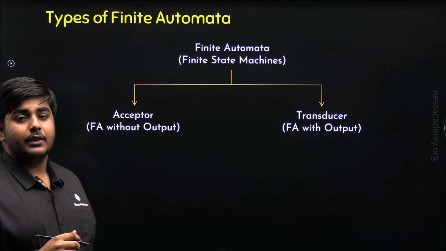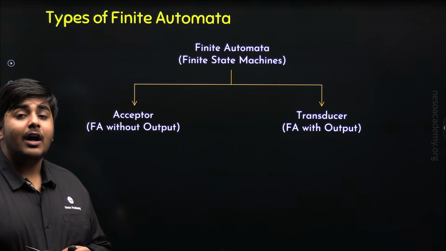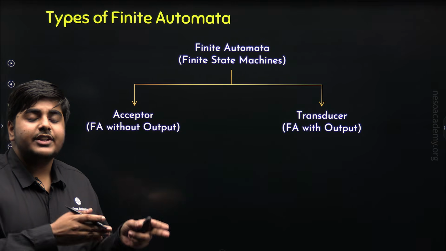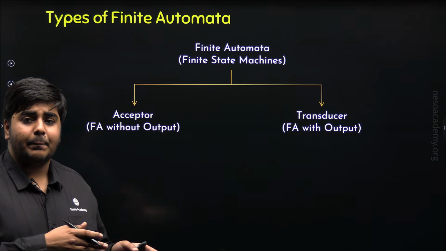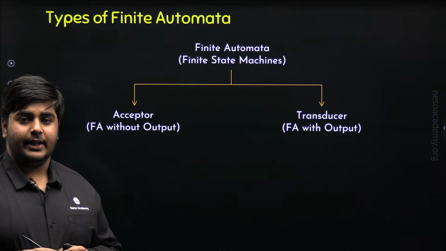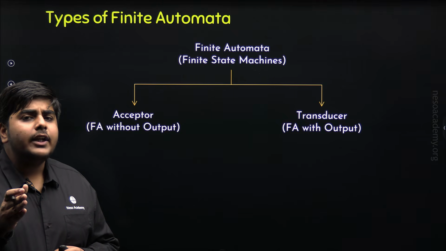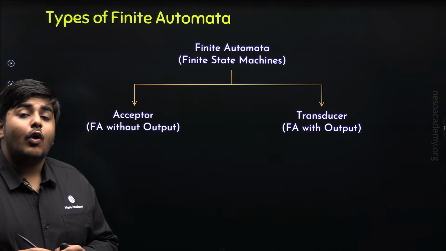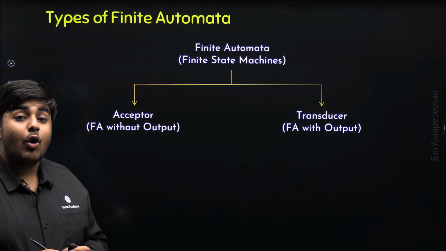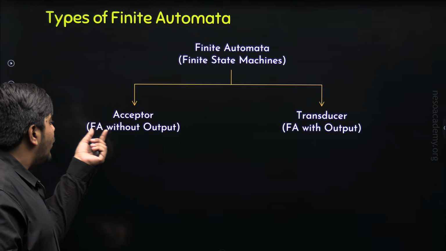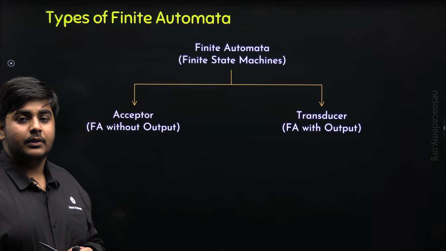Now, what is an acceptor? These automata will either accept or reject an input string. The focus is only on accepting or rejecting an input string. As we do not get any output string corresponding to the input string, that is why this automata is also called finite automata without output.